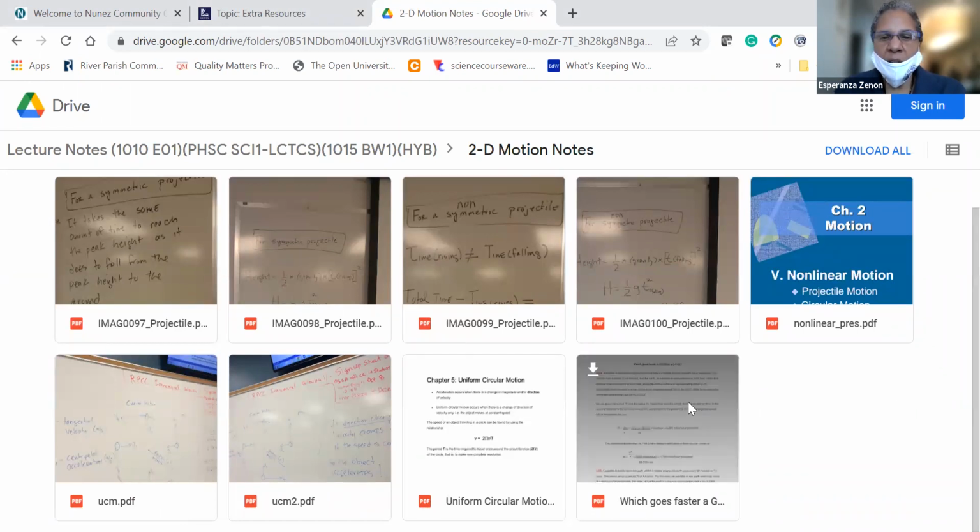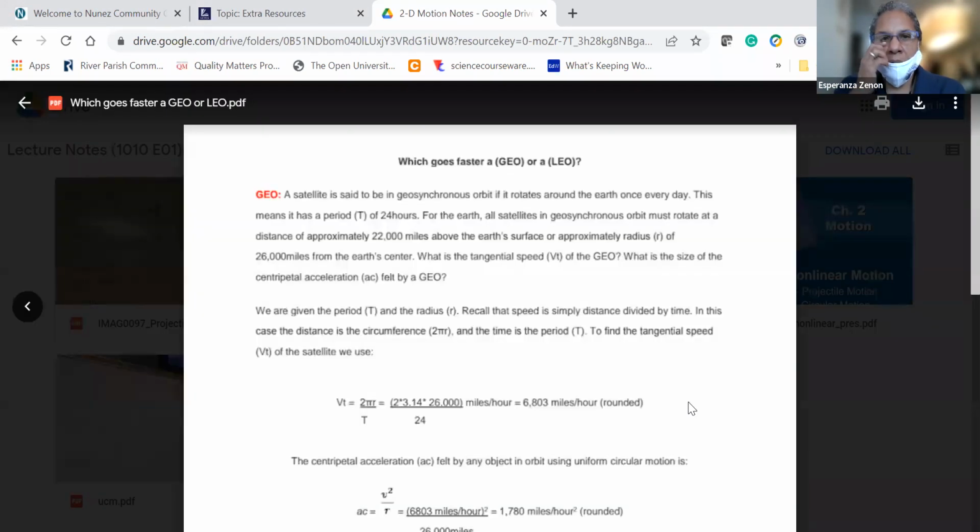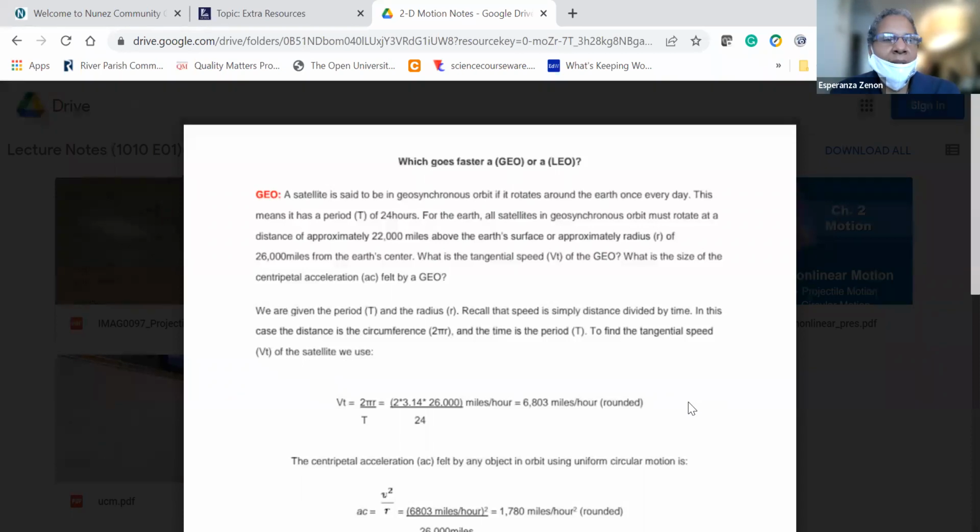But what I want to jump into is this example of circular motion for you. On Tuesday, we looked at an example of circular motion. We looked at orbit motion, and in particular, I used the satellite as my example. Today I'm going to look at two different types of satellites and use the formulas that we learned on Tuesday for uniform circular motion.